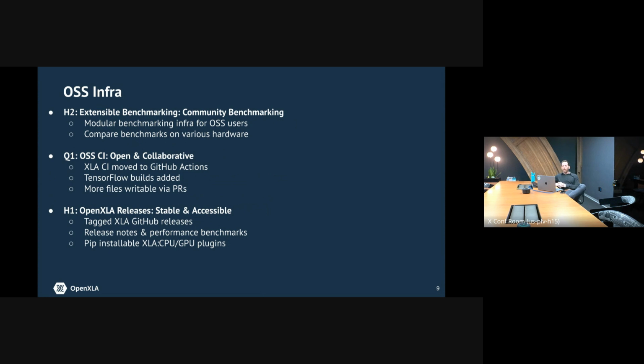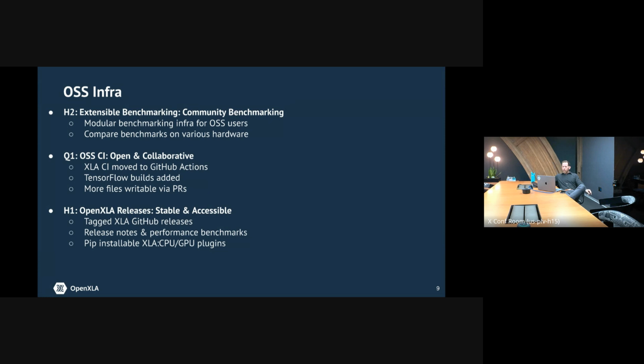The next item is OSS CI. So we're moving our CI to GitHub Actions to be more open and transparent. We're adding TensorFlow builds to our CI, similar to existing JAX builds, and this will broaden test coverage. We're also making files writable via PR to ease contributions, with some exceptions for third-party code and core tooling. This CI effort is about making OpenXLA a really open and collaborative project on GitHub.